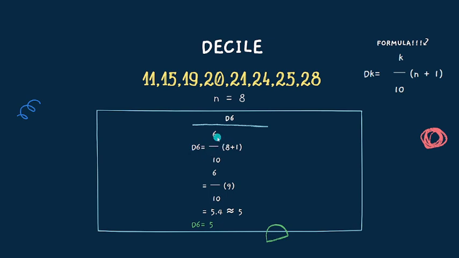D6 is equal to 6 over 10, because decile, times n plus 1, which is 8 plus 1. After substituting, we have 6 over 10 times 9, which is equal to 5.4, or rounded off equals 5. We also observe here the same rule of rounding up and rounding down from quartiles.